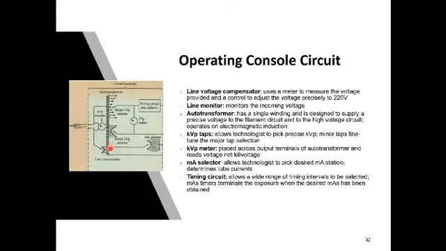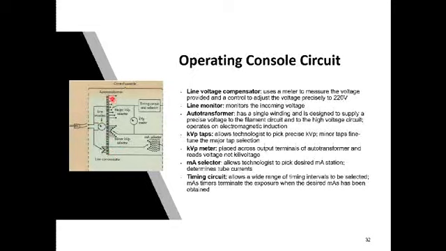The very first component to receive the voltage coming in is the autotransformer. The autotransformer has a single winding and is designed to supply a precise voltage to the filament circuit and to the high voltage circuit. And this also operates on electromagnetic induction. That's what I talked about earlier. So that's why electromagnetism is important to know, because it has to do with several components of our imaging system. So here's your single winding, auto meaning self, so it's self-transforming. It's going to bring voltage up to your kVp section and voltage down to your filament section.